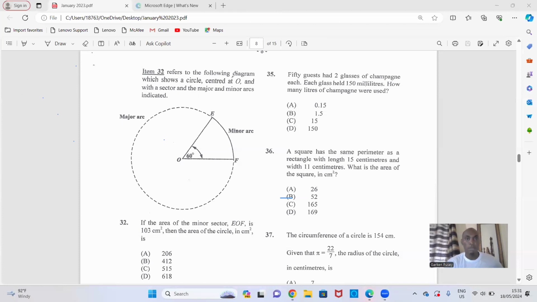All right, so it says item 32 refers to the following diagram, which shows a circle with center at O, and with a sector and the major and minor arcs indicated. So the major arc is this one around here, the dotted part of the circle. And the solid part of the circle is the minor arc. Now it says, if the area of the minor sector, which is this one, is 103 centimeters square. So the minor one, the smaller one, is 103. Then the area of the circle, the entire circle, is.